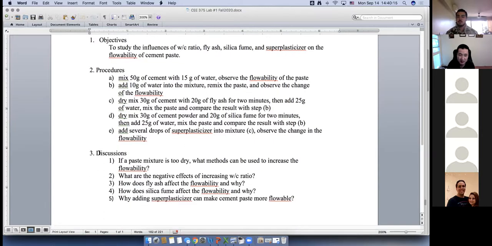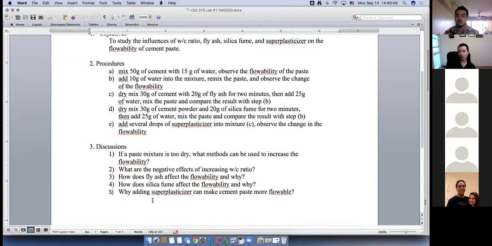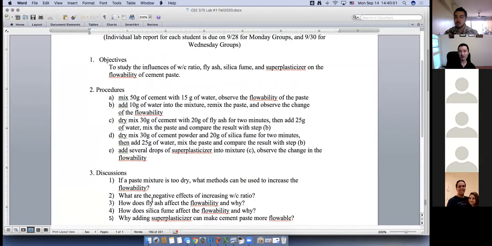Okay, and this is the discussion, the questions you should try to answer in your lab report. For example, if a cement paste is too dry, how can we increase the flowability? Okay, there are many different ways we can do that. For example, increase the water content, or some other method, you should try to answer. And what are the negative effects of increased water to cement ratio? How do fly ash, silica fume, and the superplasticizer affect flowability of cement paste? Okay, so this is the first lab.